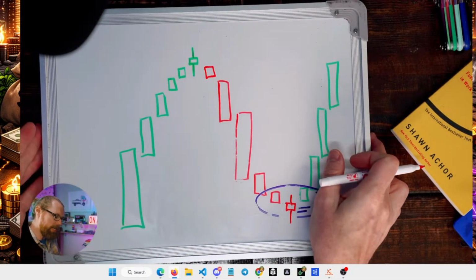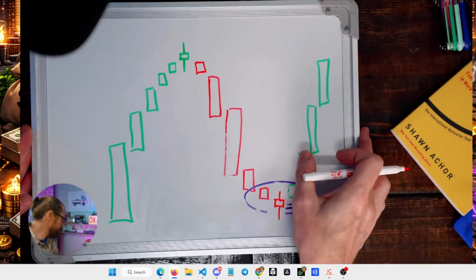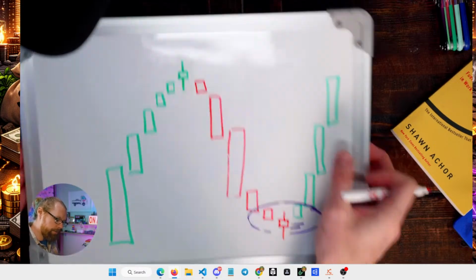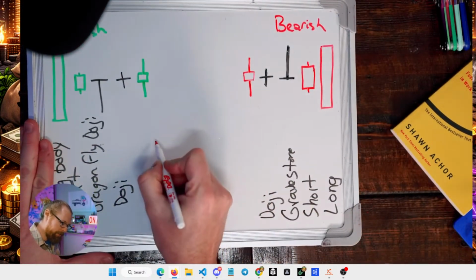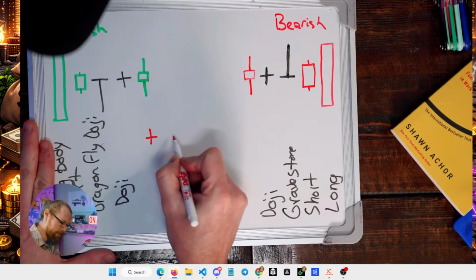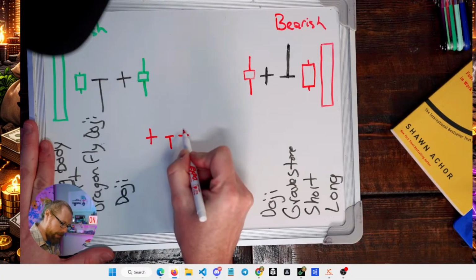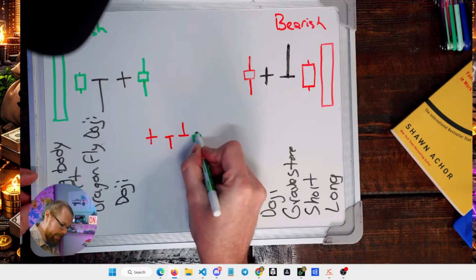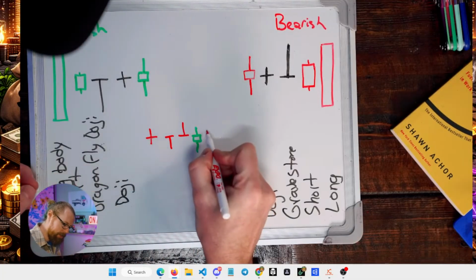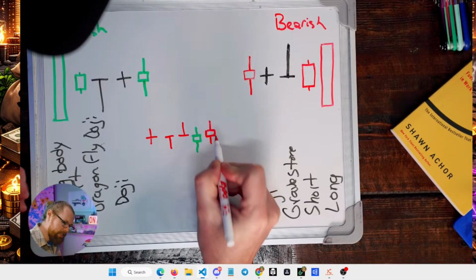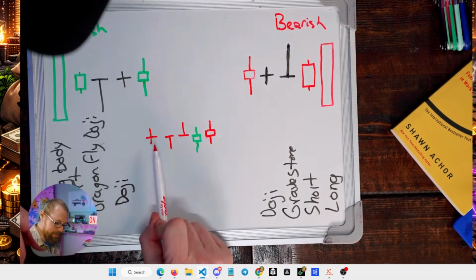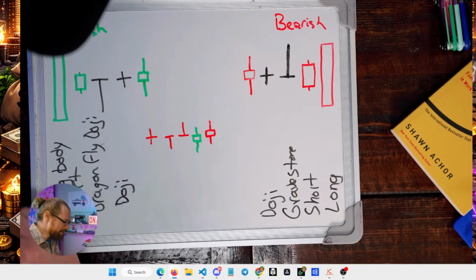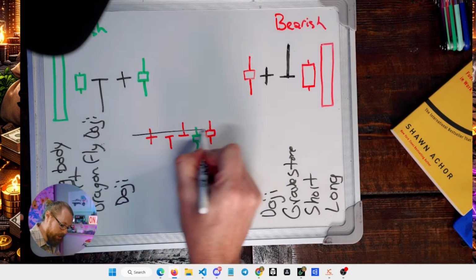So we see spinning tops all the time. However, let me paint another picture for you. What if, let's just say, for instance, we had a chart pattern that looked like this. We had a little doji, and then we had another doji, and then here we have a little spinning top candle, and then we have another spinning top candle. What are these candles telling us? Well, in this period right now, this is sideways price action.